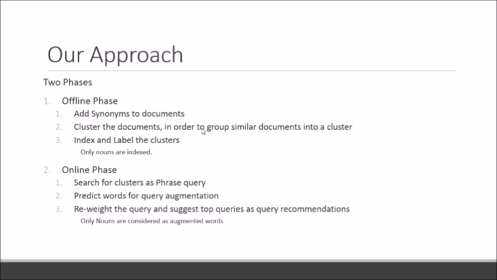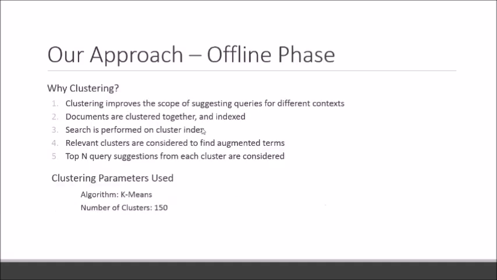Our approach has two phases, the online and the offline phase. In the offline phase, we cluster the documents together based upon their similarity and index the clusters. We also label the clusters. In the online phase, we query with the input given by the user to retrieve a set of best clusters and use that for query augmentation.